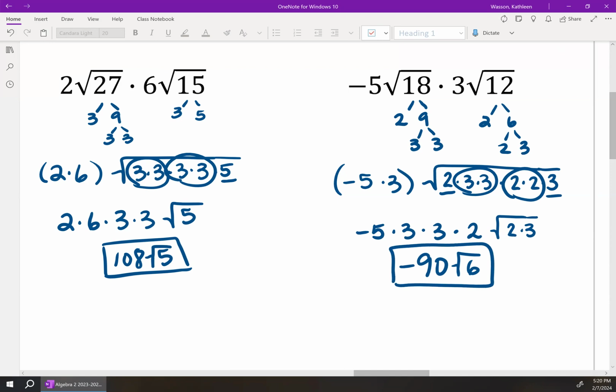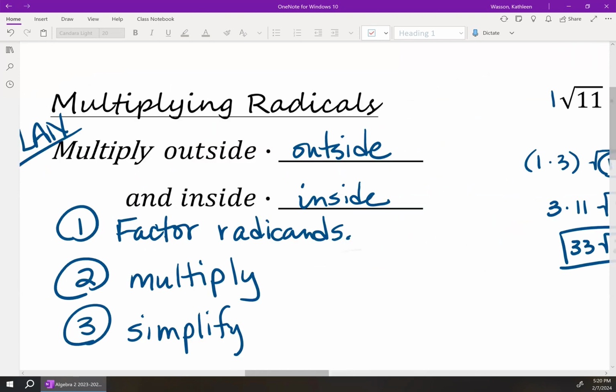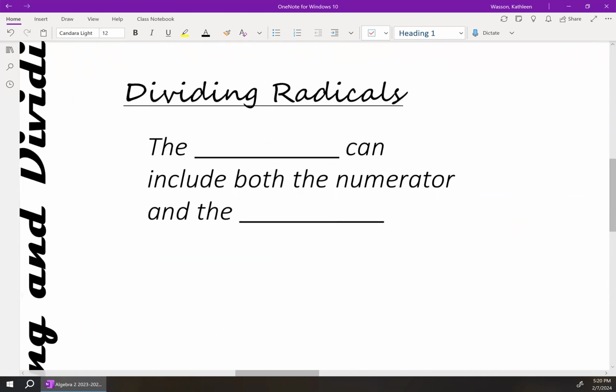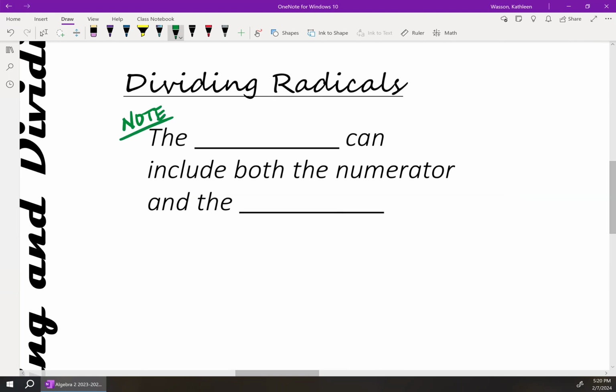We'll also divide radicals. And dividing has a different process, obviously. So when you're dividing radicals, make a note that you can rewrite the radical with both the numerator and the denominator inside, as long as the index matches.